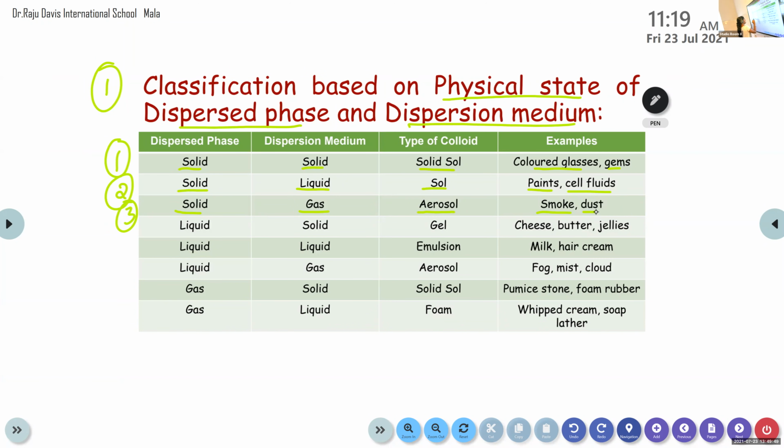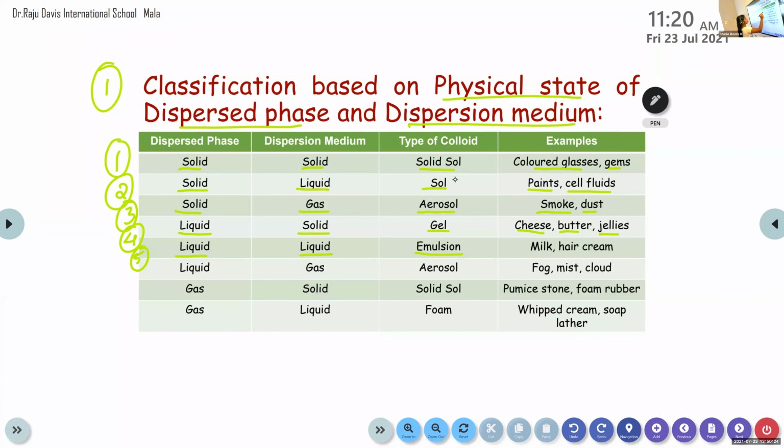Then the next category, when the dispersed phase is liquid and the dispersion medium varies: solid, liquid and gas. If the dispersed phase is liquid and the dispersion medium is solid, it is known as gel. Cheese, butter, jellies, these all are examples of the gel type. Then the fifth one is dispersed phase is liquid and the dispersion medium also liquid, it is known as emulsion. It's very important.